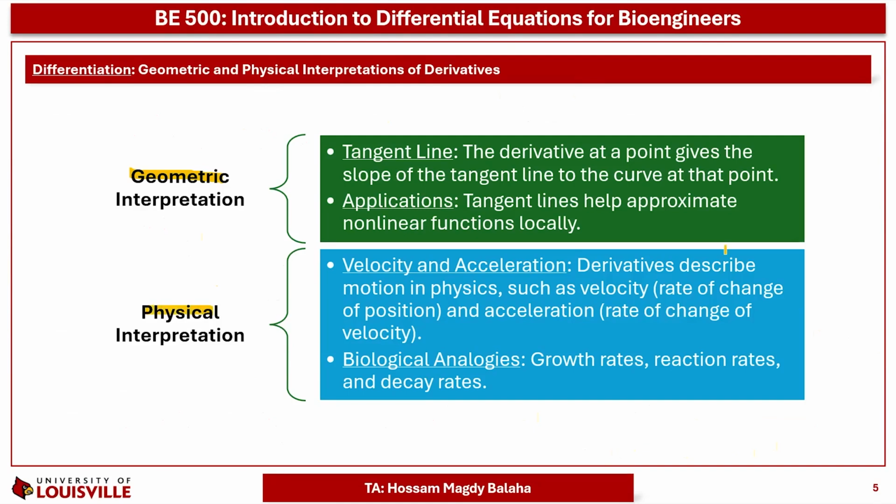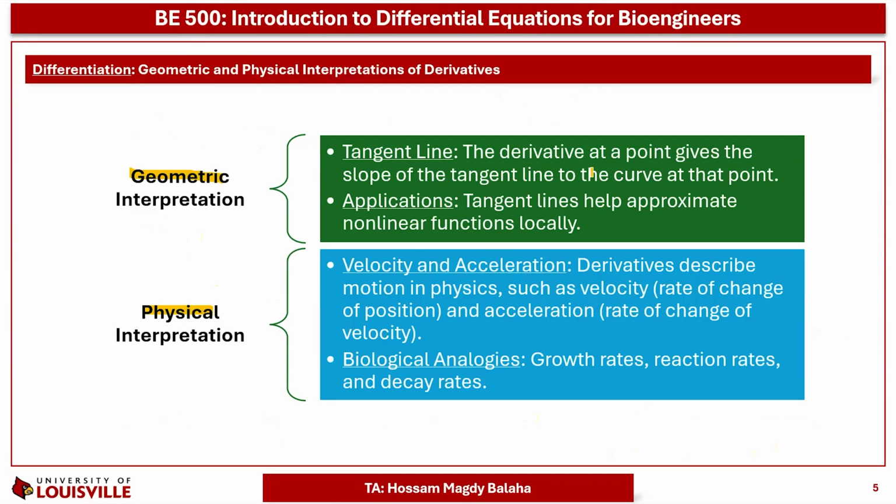In physics, derivatives are used to describe motion. Velocity is the derivative of position with respect to time, and acceleration is the derivative of velocity with respect to time. These concepts can be applied to biological systems. For instance, the growth rate of a bacterial population is the derivative of the population size with respect to time, and the decay rate of a radioactive substance is the derivative of the remaining quantity with respect to time.